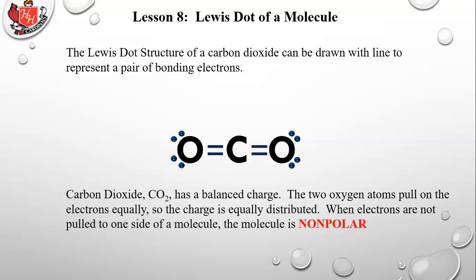Carbon dioxide, CO2, has a balanced charge. The 2 oxygen atoms pull on the electrons equally. So the charge is equally distributed. In other words, one of those oxygens is not going to pull on the electrons in the middle any harder than the other one. They're absolutely equally strong guys. So they're equally going to pull on the electrons in the middle. When electrons are not pulled to one side, the molecule is said to be nonpolar. So unlike a water molecule, which had a positive side and a negative side, carbon dioxide does not. The charge is evenly distributed throughout the molecule, and therefore it's said to be a nonpolar molecule. It doesn't have a positive side, it doesn't have a negative side.